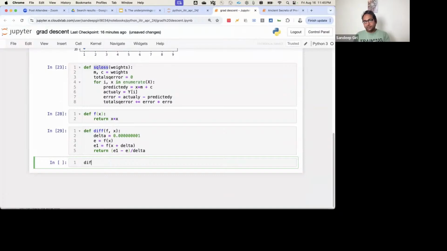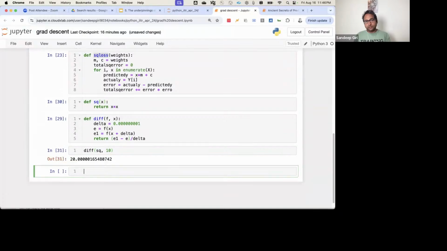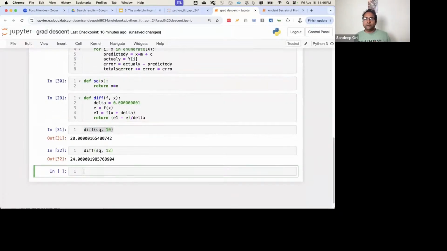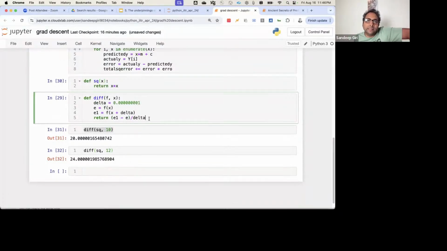Let's take a look. Okay, so let's say this is my squared function, and what's the differentiation of this squared function at x equal to 10? 20. You see that? At 12, 24. Are you guys okay? What I did here, this magic? No?